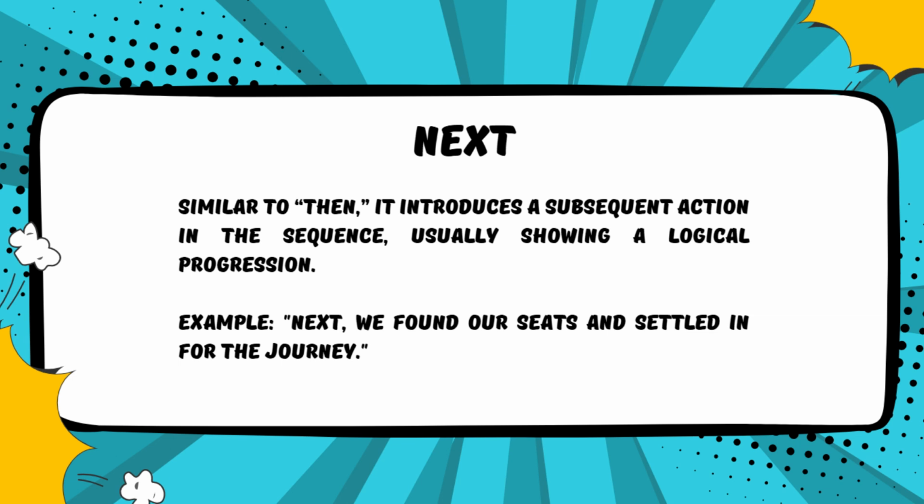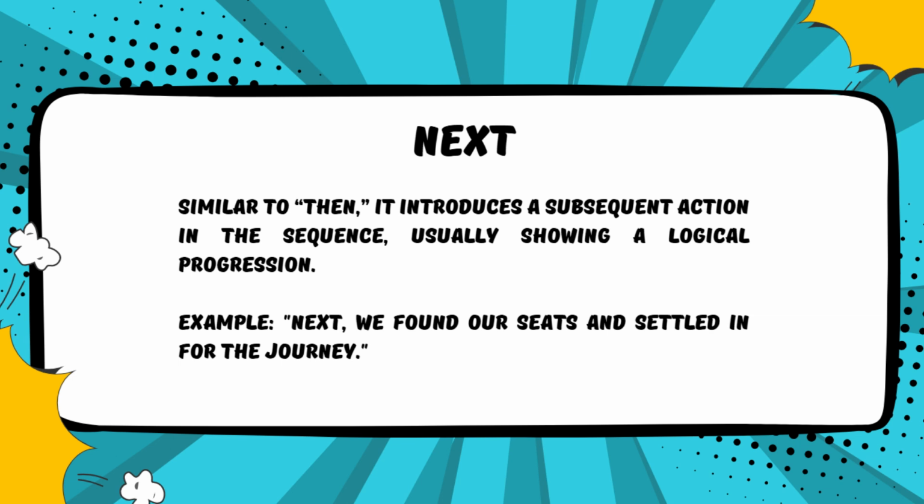Number 3, we have next. It's similar to then because it introduces a subsequent action in the sequence, usually showing a logical progression. Logical progression means that the actions or ideas follow in a clear order, one step after another. For example, next, we found our seats and settled in for the journey.